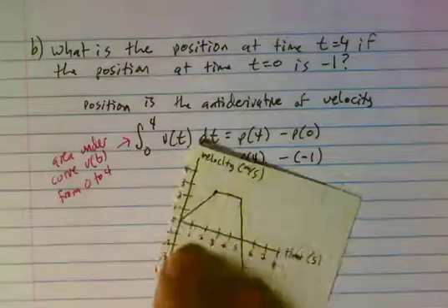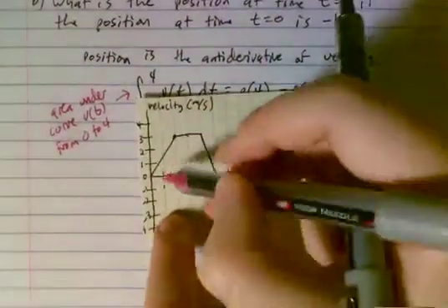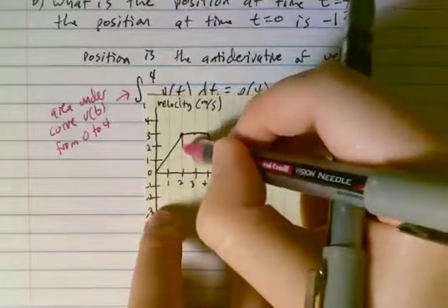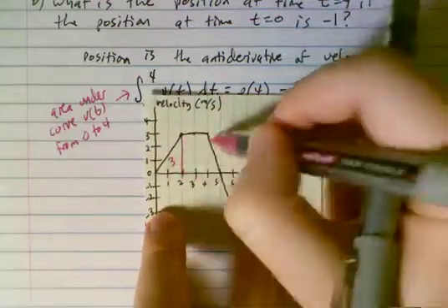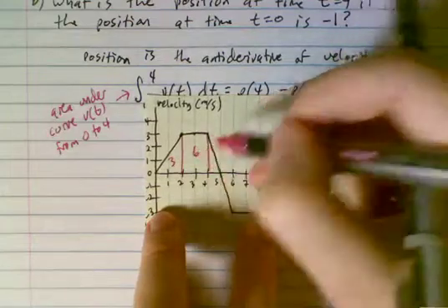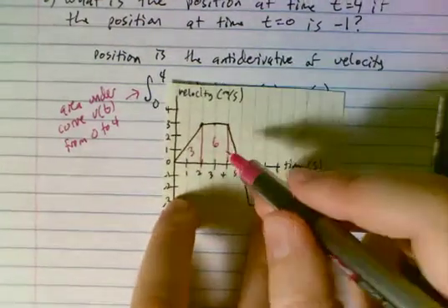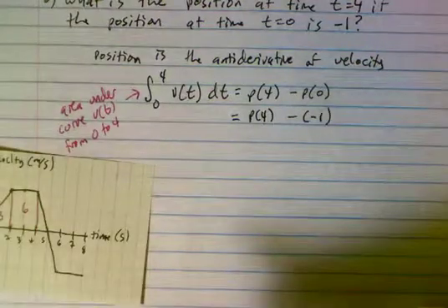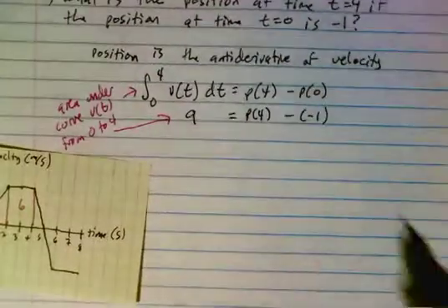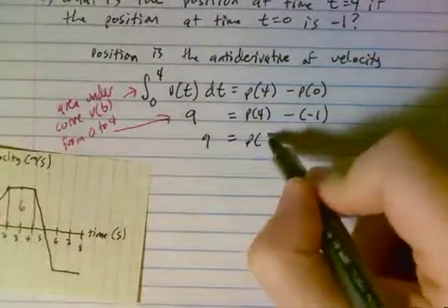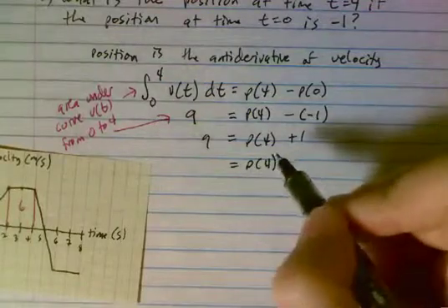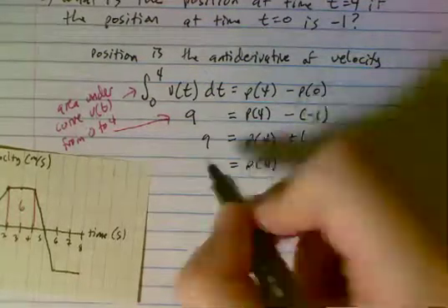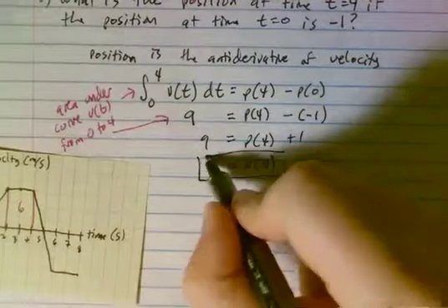From 0 to 4. So if I come over right here, I'm looking for this area from here to here. So this, let's see, that's 3 times 2 divided by 2, that's 3. This is 6. If I add that up, the area under the curve is 9. Subtract 1 from both sides, and there we go.